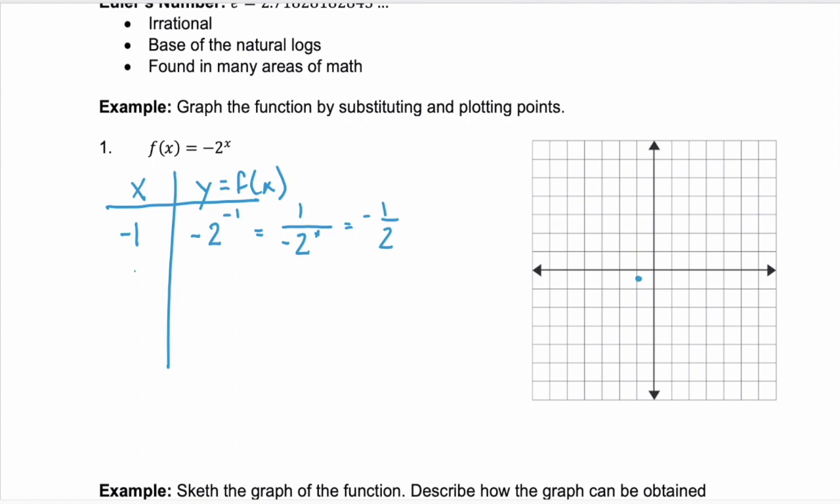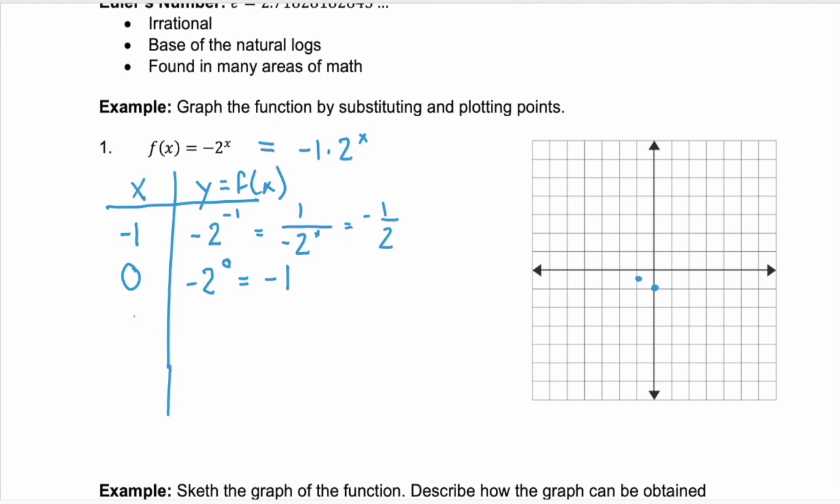Now let's look at 0, because an exponent of 0 means that the base just becomes 1. So 2 to the 0 is 1, but this is negative, so it's a -1. Because this is the same as -1 times 2 to the x. So we're finding 2 to the 0, which is 1, and we still have to multiply it by -1. So let's plot that point, 0, -1. Okay, we're getting a general idea of the shape.